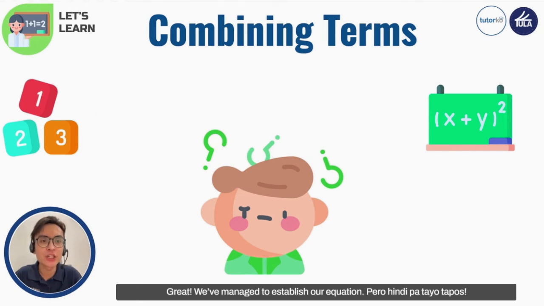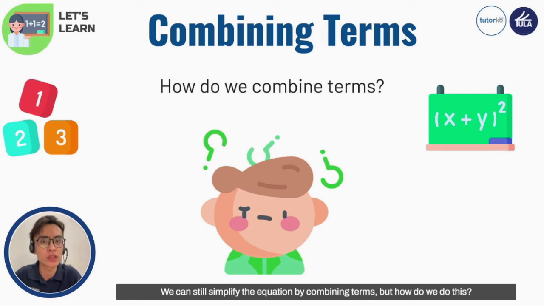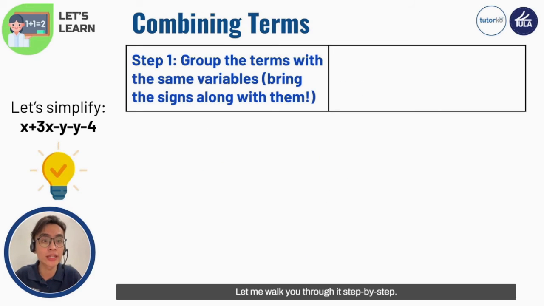Great! We've managed to establish our equation. Pero hindi pa tayo tapos. We can still simplify the equation by combining terms. But how do we do this? Let me walk you through it step by step. Remember that we are simplifying this equation.